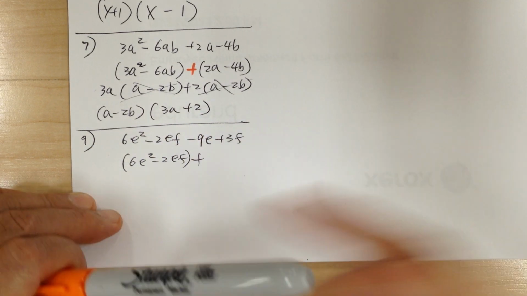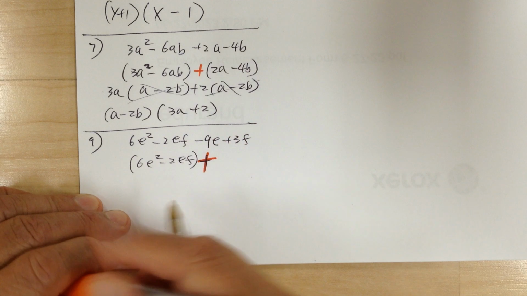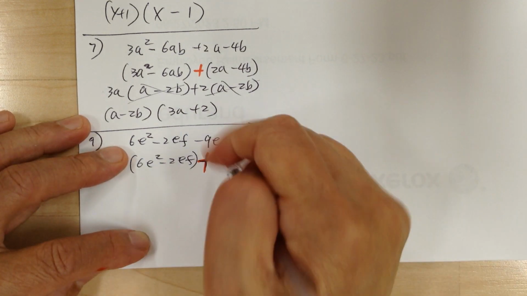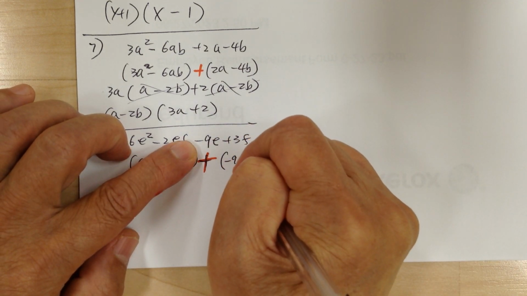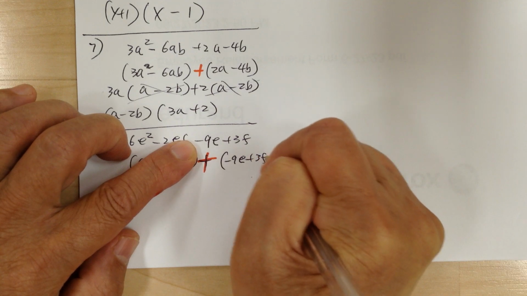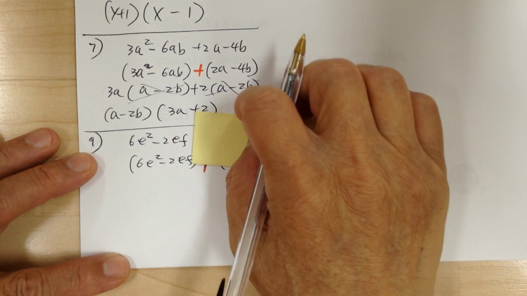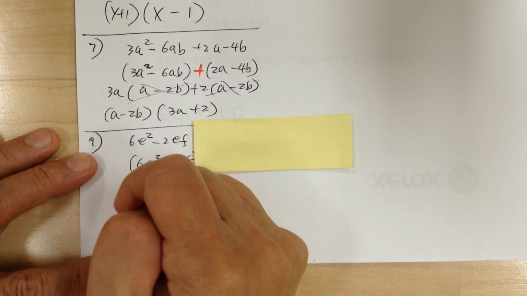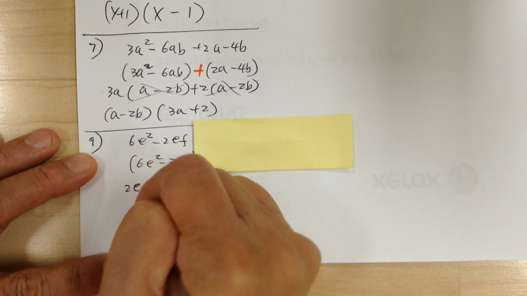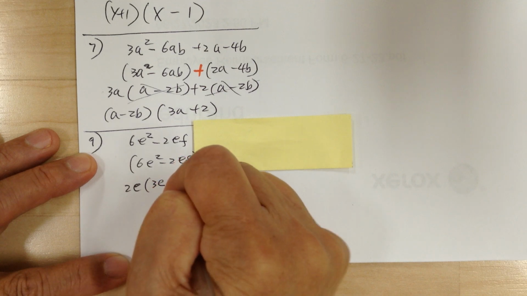Always put a plus between the group. Okay, always put a plus between the group, and this will become minus 9e plus 3f. Okay, so over here, the first half of the group, you can factor out the 2e. So you're going to get 3e minus f.